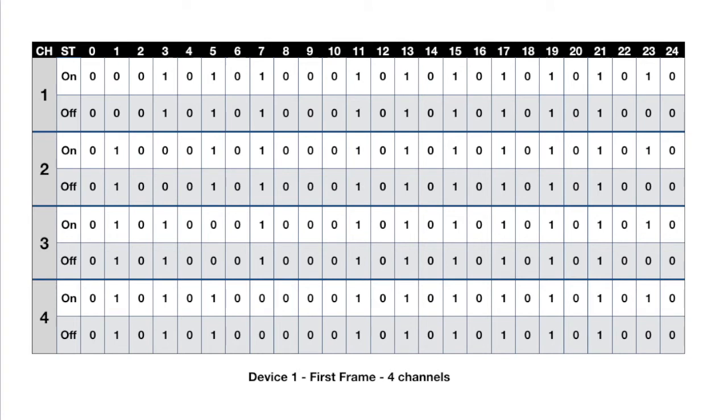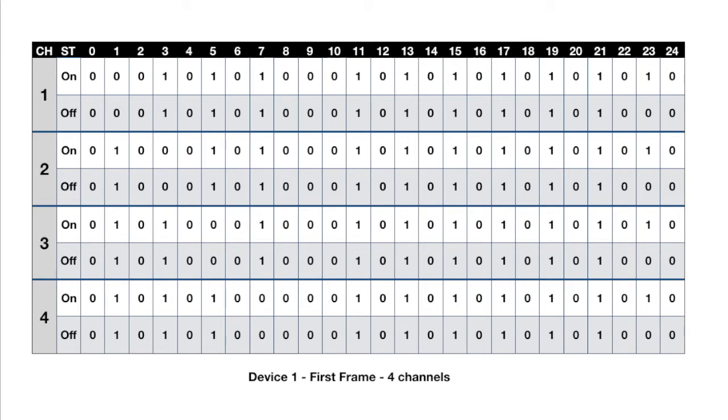So in this table, let me explain the table first. On the first column, instead of the device, now I have the channels. So remember, I have 4 channels, channels 1 through 4. And now I'm looking only at the first device, so the only button, so button 1 for on and off.